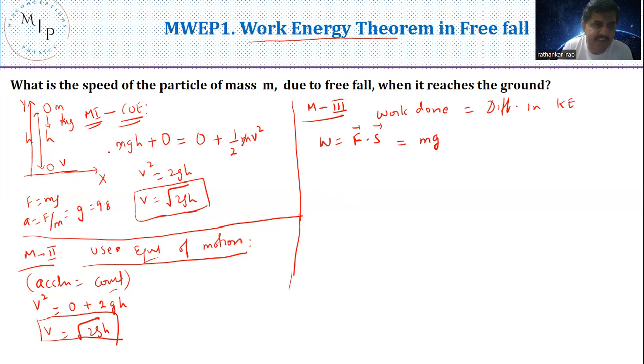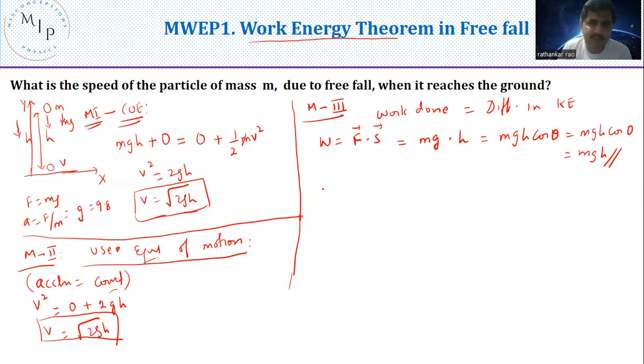And then what is s over here? Yes, what is displacement? Displacement is also in this direction. Now, what is the angle between mg and s? It is nothing but 0 degrees. So I know mg dot h will now be equal to mgh cos theta. Now this is equal to mgh cos 0, which is equal to mgh. Okay, so the work done by the particle is equal to mgh to start from here and to reach here.